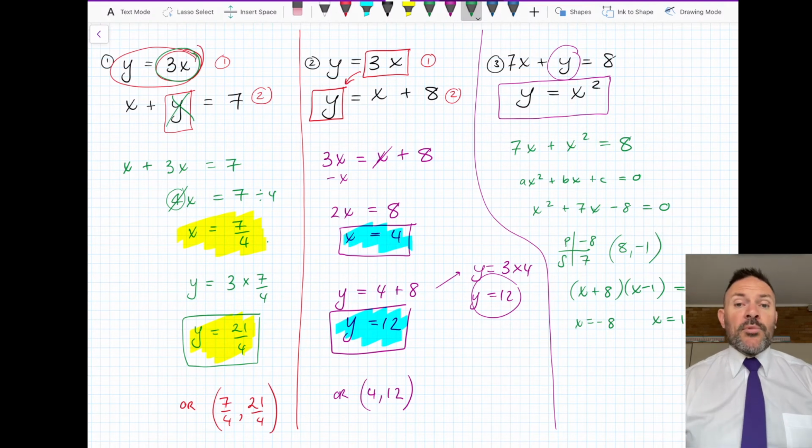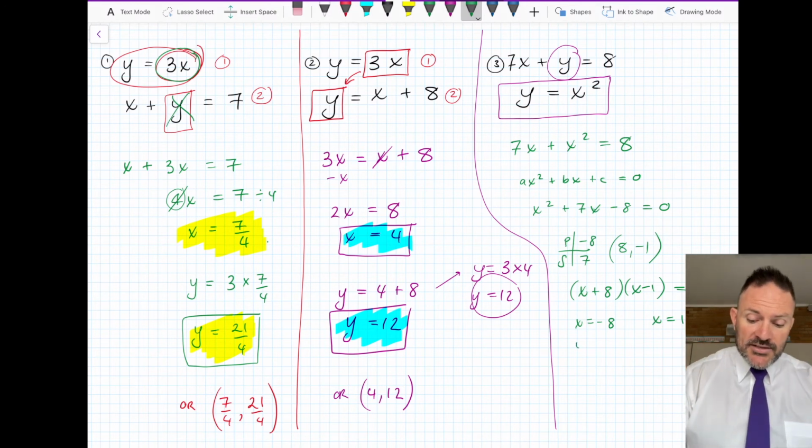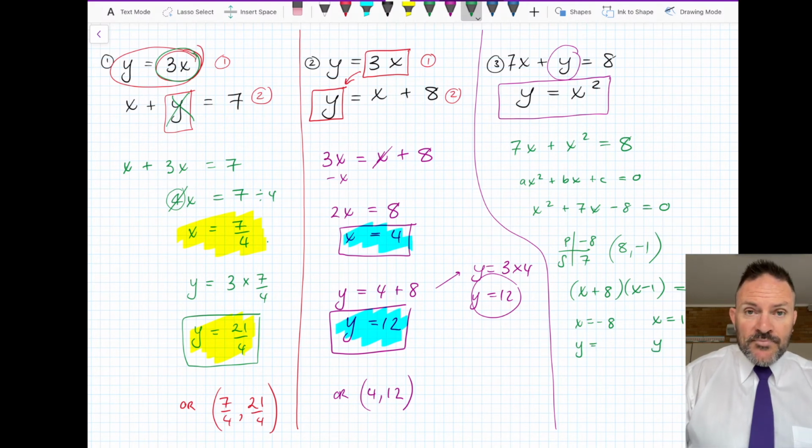You could use the quadratic formula as well. Now, this again, you need to make sure you don't forget about the y values because there's a second solution. We've got two different solutions this time. We have two x values, which means we're going to have two y values as well.